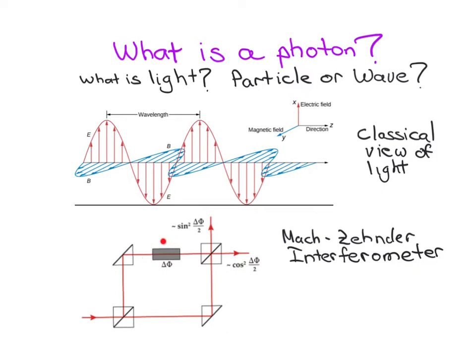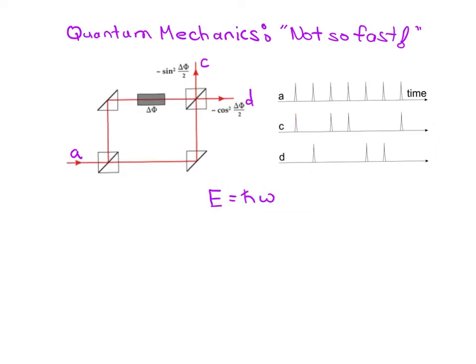So you can introduce a variable phase difference in one of the paths, maybe by changing its length or by inserting a piece of glass or something, and you find these interference effects where the intensity of the light varies according to this mathematical expression here as a function of these phase differences. And so those interference effects seem like they're well explained by this classical view of light being a wave. And then quantum mechanics says not so fast. It's not so clear that light is a wave, the way classical physics says.